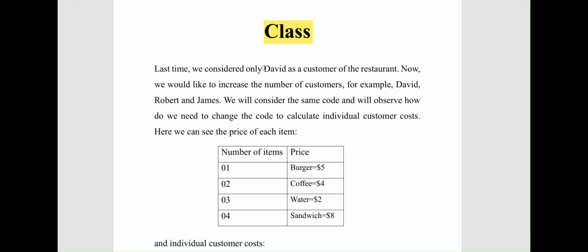Last time, we considered only David as a customer of the restaurant. Now, we would like to increase the number of customers, for example, David, Robert, and James. We will consider the same code and will observe how we need to change the code to calculate individual customer cost.